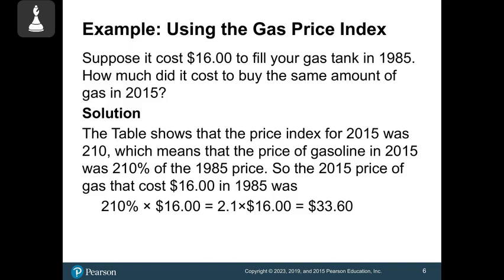And what that means is we have to pay 210% of the cost that it was in 1985. So we'll take 210% of that 1985 value, which was $16. 210% is the value 2.1 as a decimal. 2.1 times 16 means it would be $33.60 to fill that same car's gas tank in 2015.